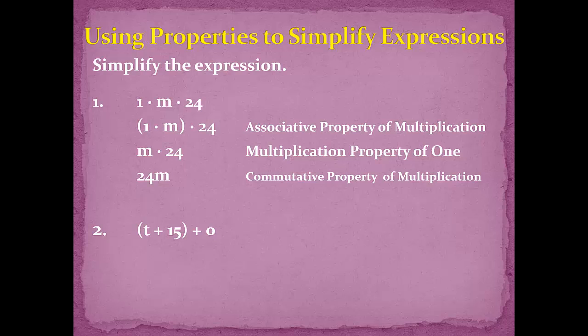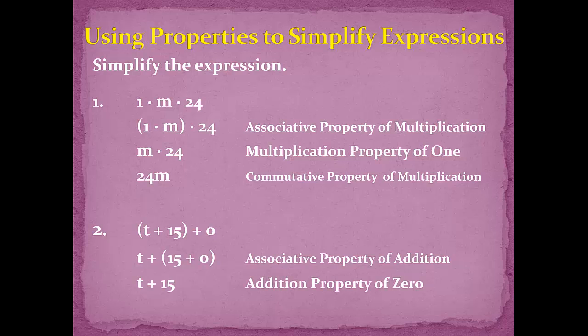Now for number 2, we have the quantity t plus 15 plus 0. We can use the associative property of addition to group together the 15 plus 0. So we can change which numbers are grouped together. So we're going to go ahead and group together 15 plus 0. We can use the addition property of 0 to show that 15 plus 0 is 15. 0 added to any number is that number. So now we have t plus 15.